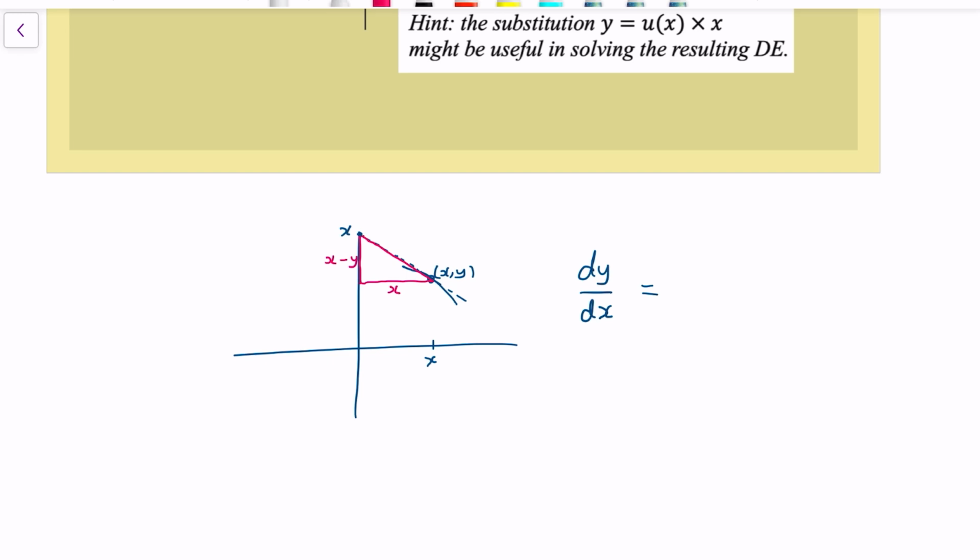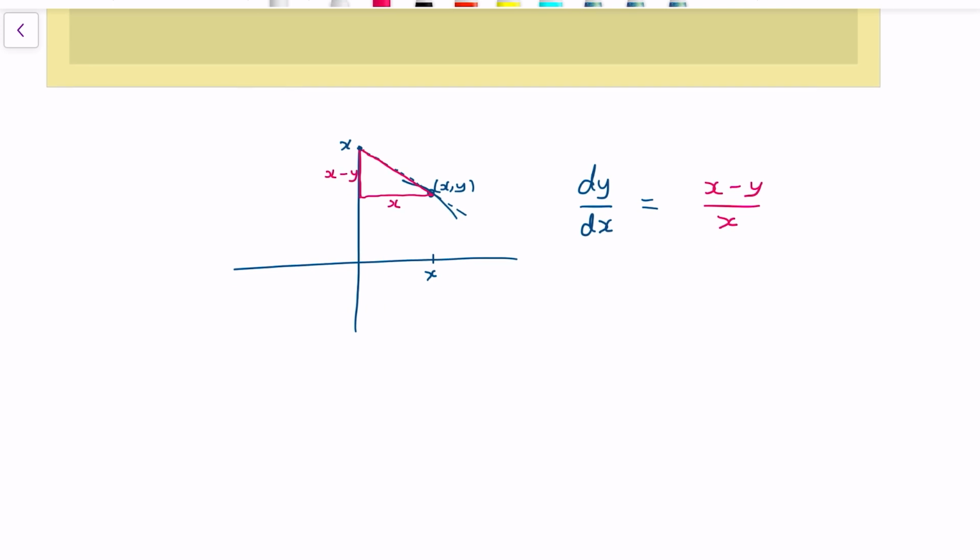Okay, so we can equate those. The gradient there is (x minus y) divided by x, and this is not a separable differential equation. We could try and separate it, but we're going to run into a few problems, because dy/dx there is equal to 1 minus y over x, and it's a difference of two things. 1 minus y over x doesn't separate because it's not a product of things. So that's where this hint comes in.